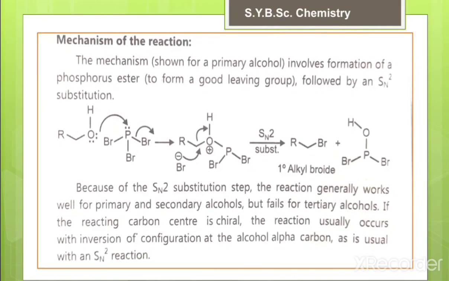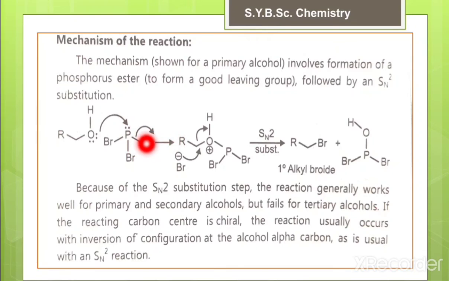Now, the mechanism of the reaction. If you consider the mechanism of this reaction, the mechanism shown for a primary alcohol involves the formation of a phosphorus ester, and the phosphorus ester forms a good leaving group, followed by SN2 substitution. That means the first step is that the alcohol, the oxygen carrying this lone pair, attacks this phosphorus, and simultaneously there is a departure of the good leaving group.